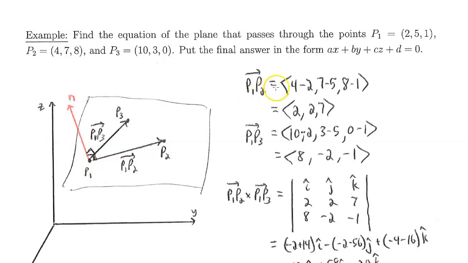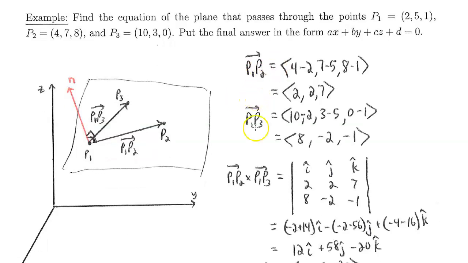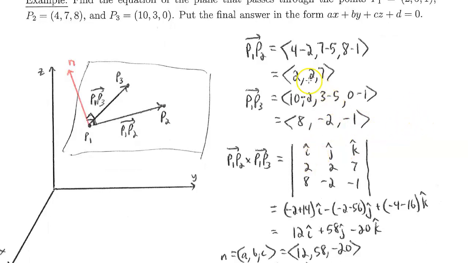So what is P1P2? Well, subtract the coordinates. Take the coordinates of P2, subtract the coordinates of P1. So we get 4 minus 2 is 2, 7 minus 5 is 2, and 8 minus 1 is 7. So we get 2, 2, 7. For P1P3, we subtract the coordinates, and we end up getting 8, negative 2, negative 1. And then we take the cross product of those two vectors, 2, 2, 7 and 8, negative 2, negative 1.